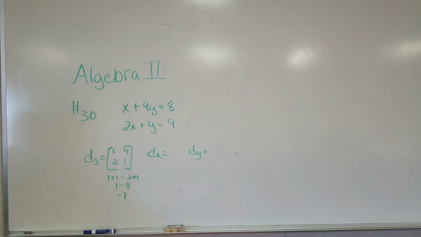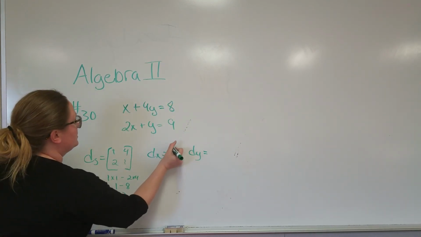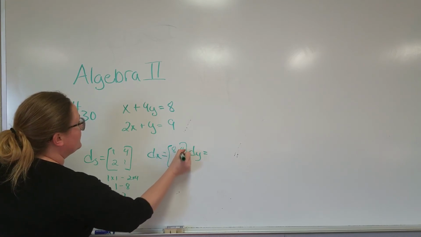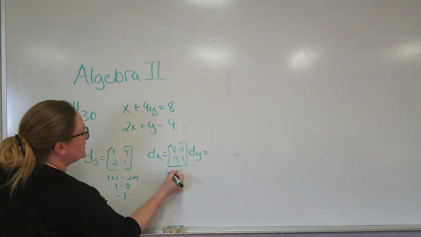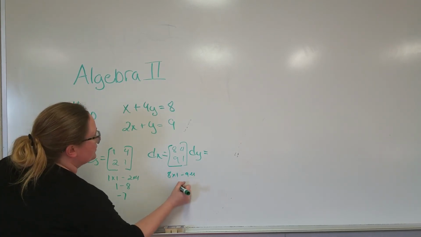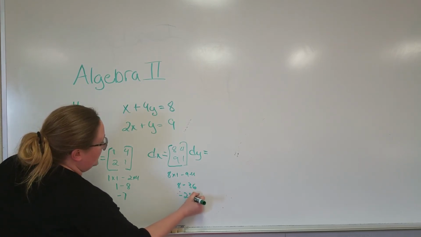The x determinant, you're going to take everything but the coefficient on x, and you're going to take it backwards. So instead of 4 and 8, you're going to say 8 and 4. So you're going to do the same thing here. 8 and 4, 9 and 1. Same thing here, 8 times 1 minus 9 times 4. 8 times 1 is 8, minus 36 gives you a -28.